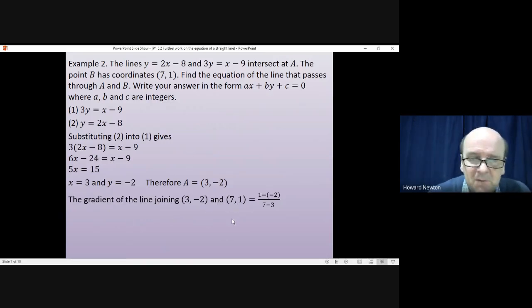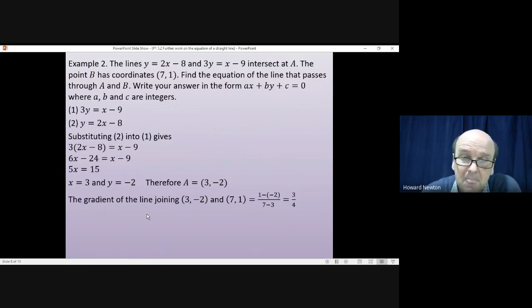Probably the easiest way forwards from here is to work out the gradient of the line joining those 2 points together. And that's equal to the change in y divided by the change in x, which is 1 take away minus 2 over 7 take away 3. 1 take away minus 2 is 1 plus 2, which is 3. And 7 take away 3 is 4. So the gradient will be 3 divided by 4.